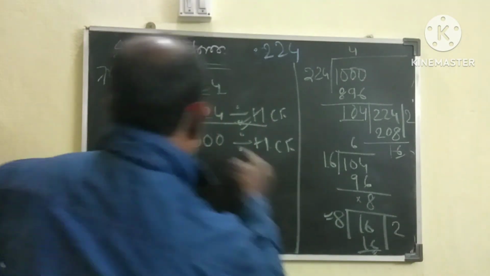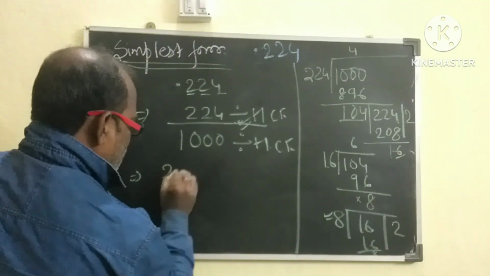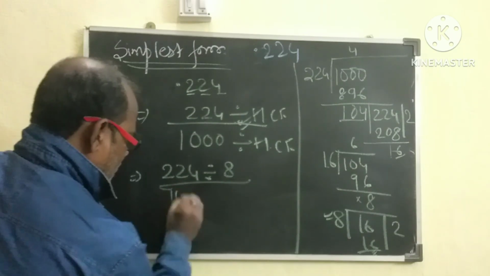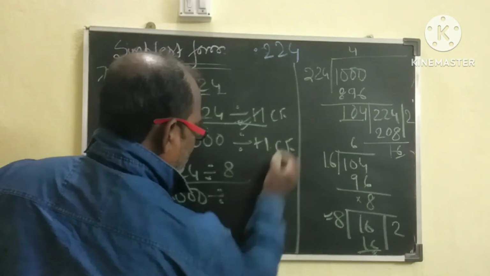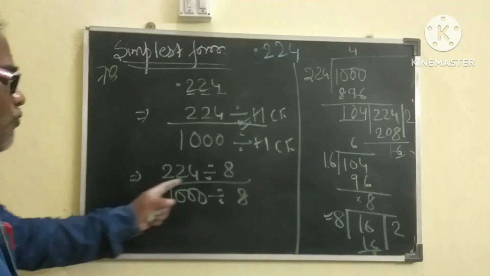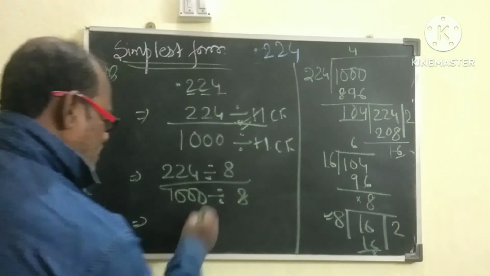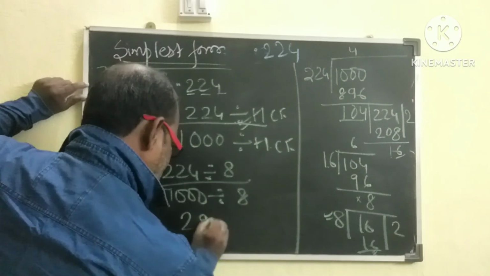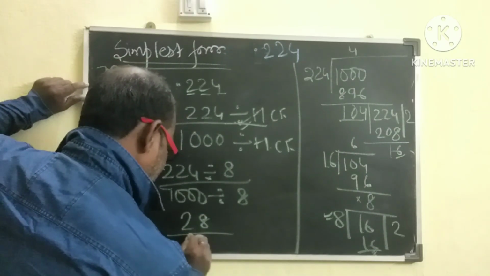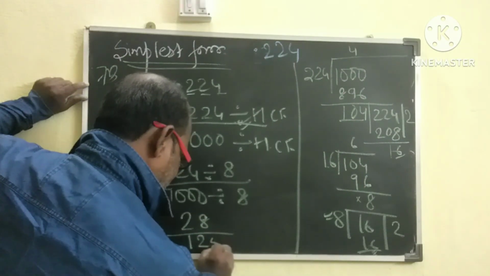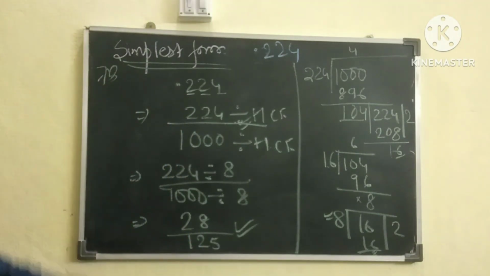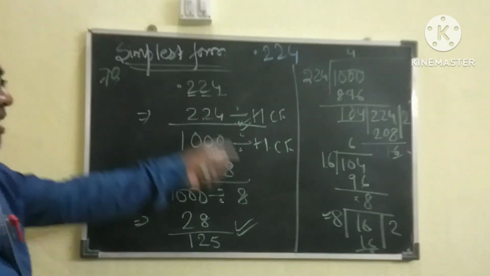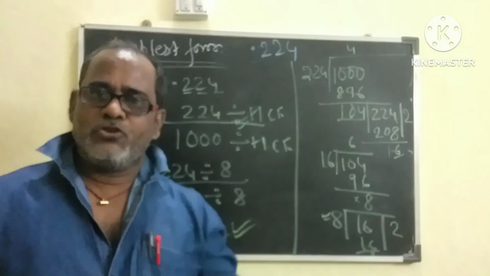Therefore 8 is the HCF. Now you can write this as 224 divided by 8 by 1000 divided by 8. If you divide 224 by 8, you get the numerator, and so this is the simplest form of 0.224. You can go in this way at home and practice. Okay.